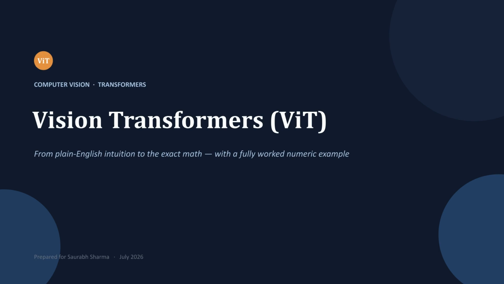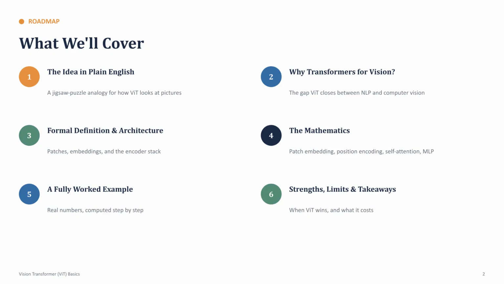Today, we're going to break down the vision transformer, or ViT, one of the most important ideas in modern computer vision. We'll start with a plain English explanation, work our way through the actual mathematics, and finish with a fully worked numeric example. So by the end, you'll understand not just what ViT does, but exactly how the numbers move through it. Here's our roadmap.